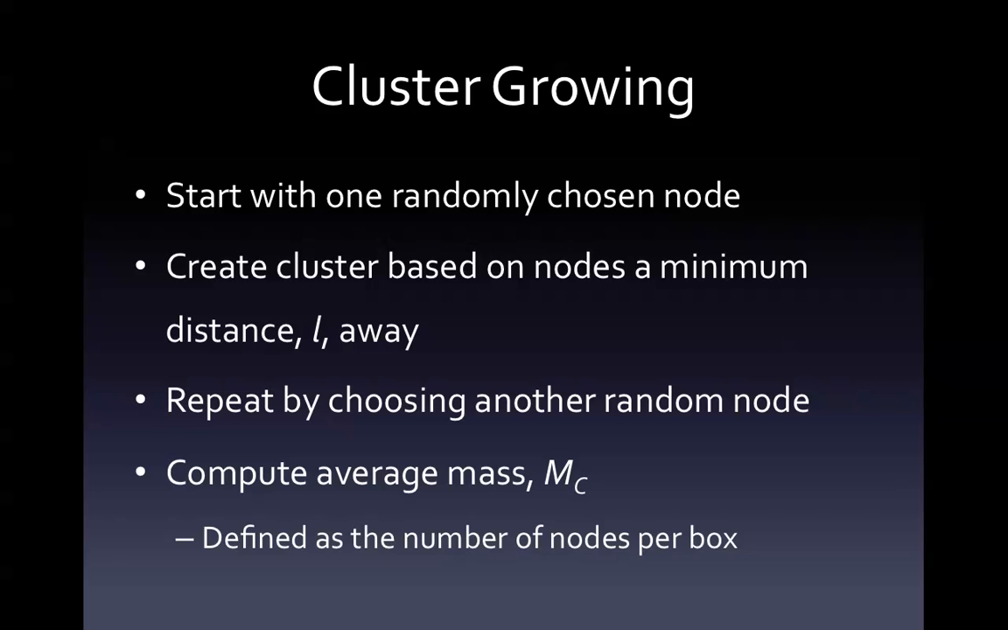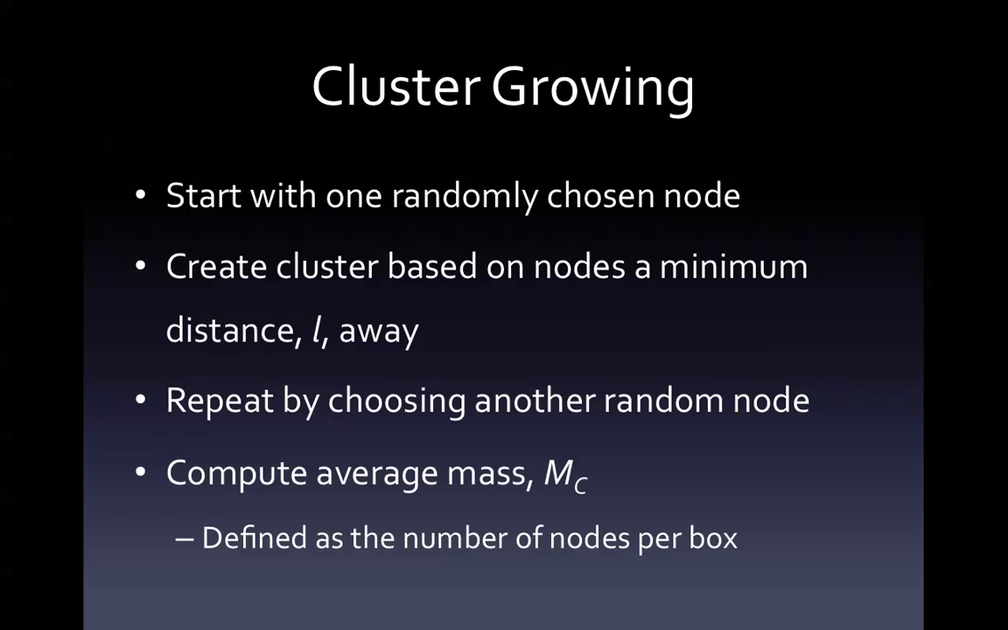And after you do that, you say, all right, here's a box. You do it again with another randomly chosen node. And after all is said and done, you're going to compute the mass of each of these boxes that you've created in this manner, and you're going to average the mass across all of these boxes. And the mass is defined as the number of nodes in each box.